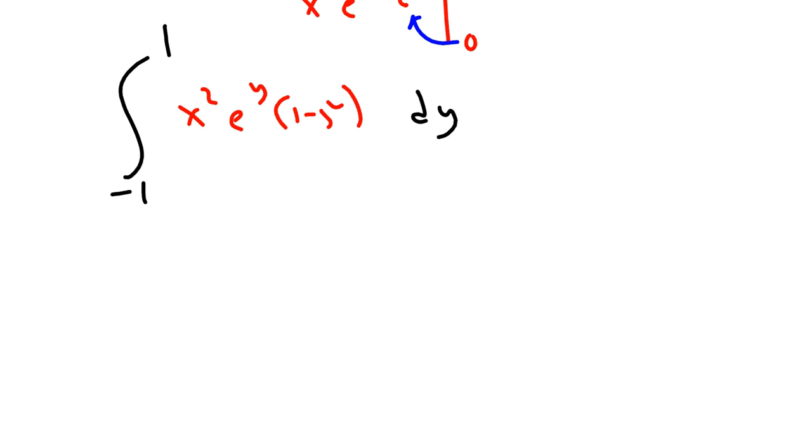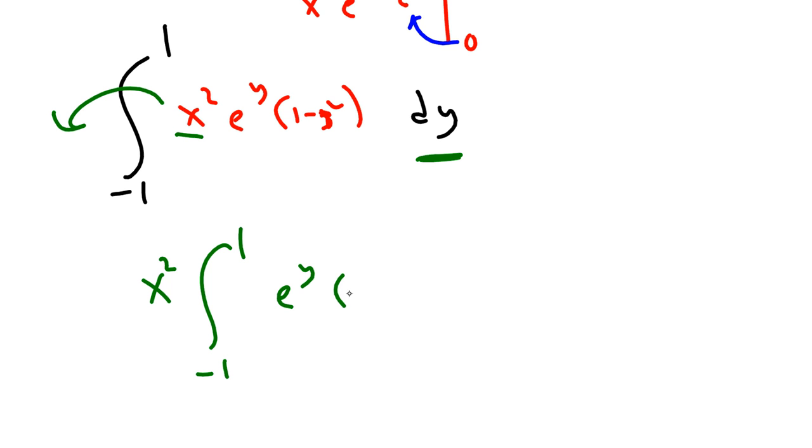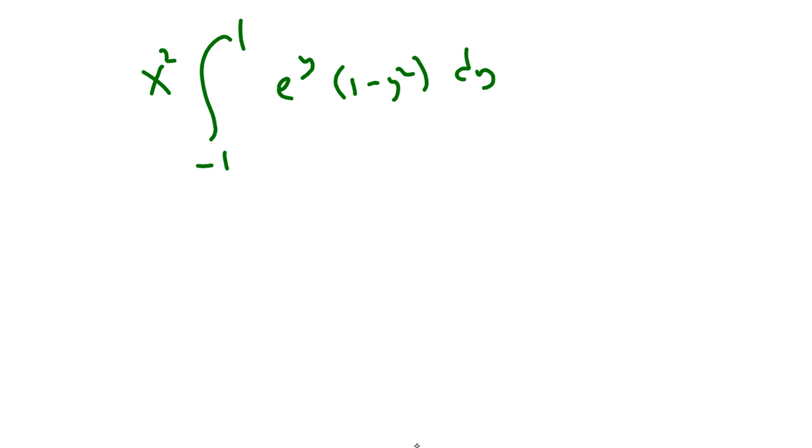Since we're integrating with respect to y, I'm going to take this x squared and put it outside the integral because it's a constant anyway. So x squared times the integral from -1 to 1 of e to the y times 1 minus y squared dy. This is a nice integration by parts. You can see that you have a function of y times a function of y. If you try to use substitution here, you'll be out of luck.